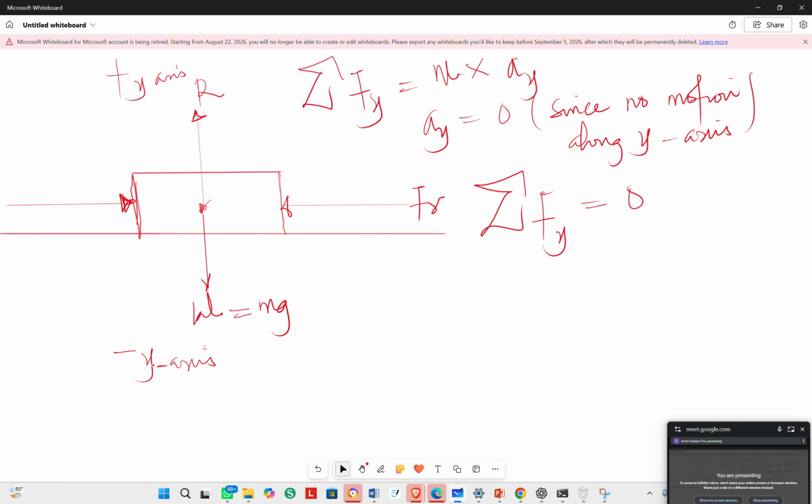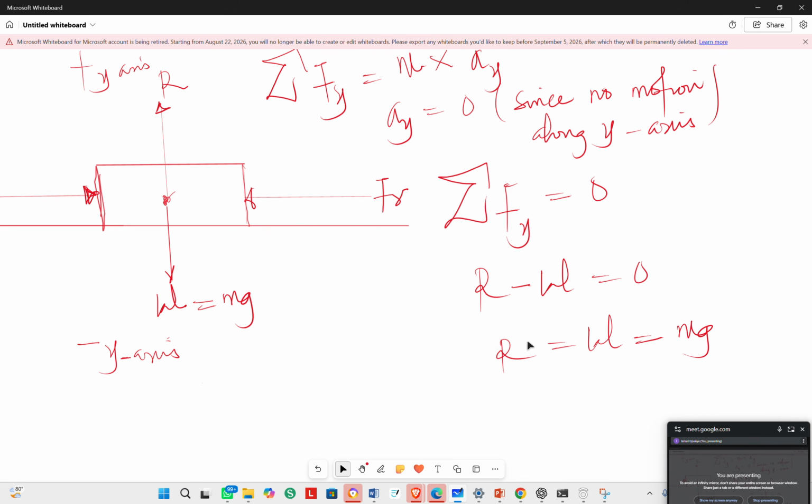Are you guys following? Yes, sir. Okay, so if that is the case, you need to get the resultant. You're going to take the positive minus the negative. So the algebraic sum is now R minus W equals 0. So you have R equals W. W is equal to what? Weight, which is equal to mass times acceleration due to gravity, g. So that is how we obtain that the normal reaction force is exactly equal to the weight, which is mass times acceleration due to gravity.